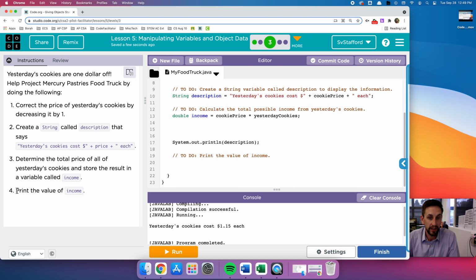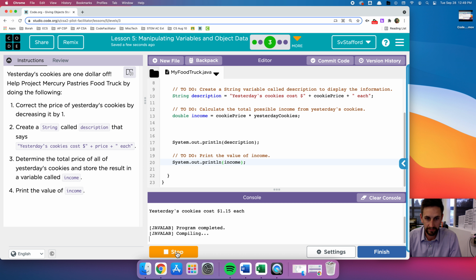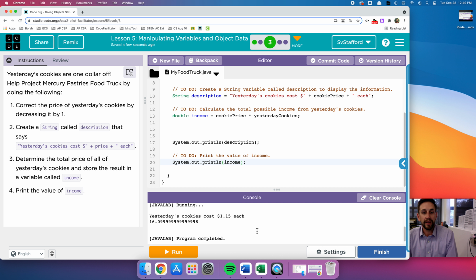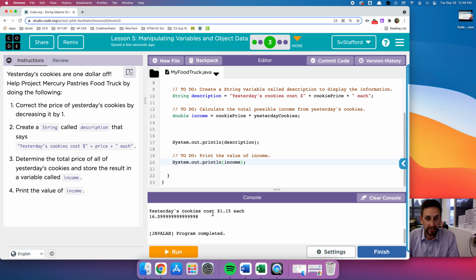And then on instruction number 4, it says print the value of income. So I'm actually going to copy and paste that System.out.println. And instead of printing the description again, I'm going to print the value of income. Run that. And we have yesterday's cookies cost $1.15 each, and printing out the income gives us the 16.099999, and it follows up with the last value of 8.